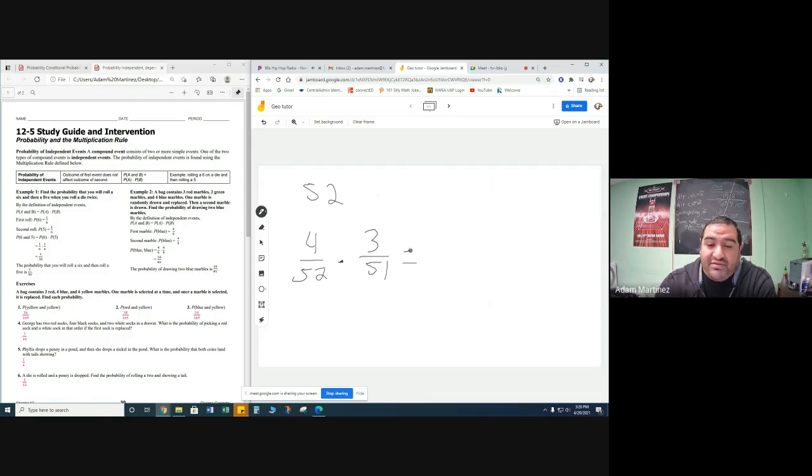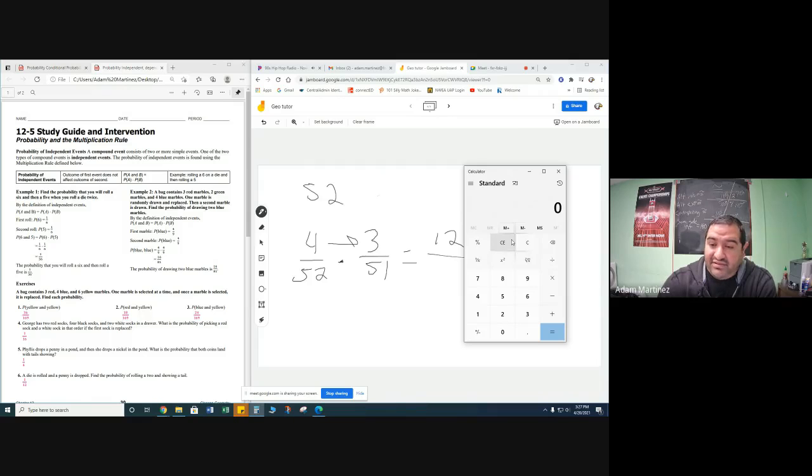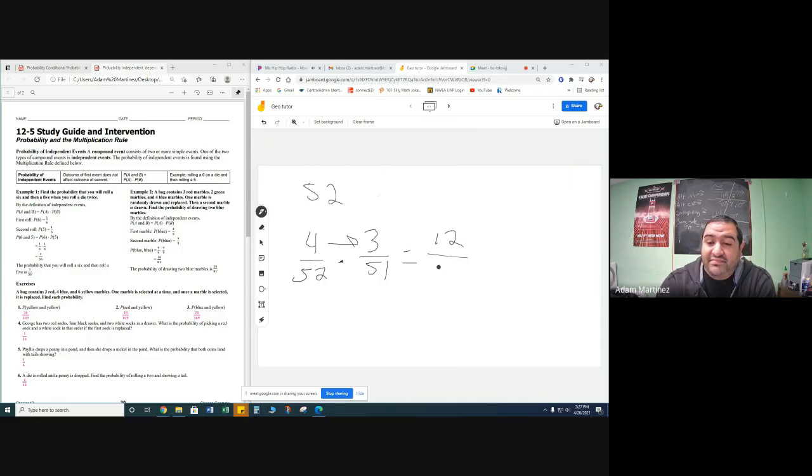So when you're doing this kind of compound events, you just multiply them together. So 4 times 3 is 12, and 52 times 51 is, geez, I don't know. Oh, shoot. 2652. That's your answer. You just multiply them together.